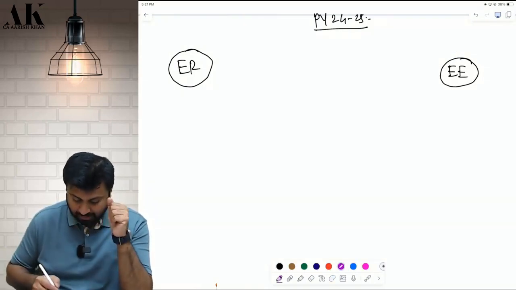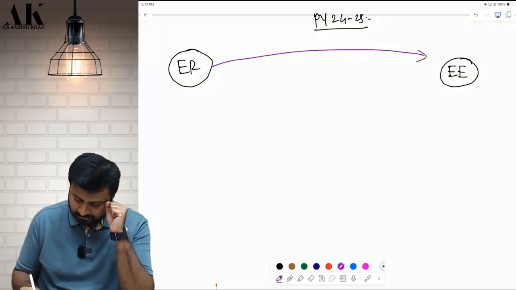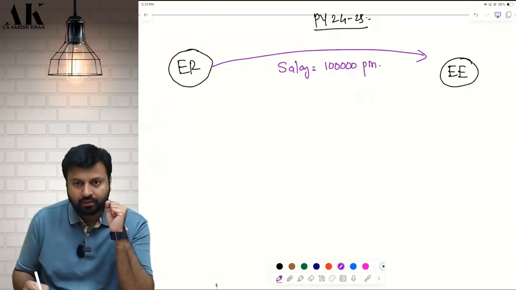Now, suppose for this previous year, I am paying a salary of rupees 1 lakh per month to my employee. Okay.